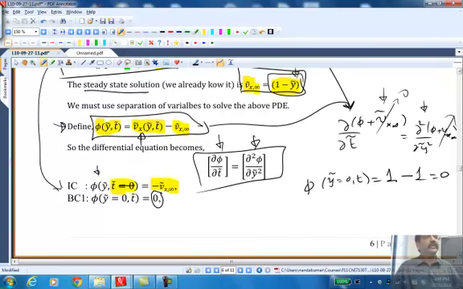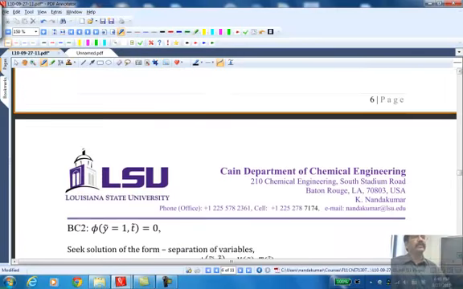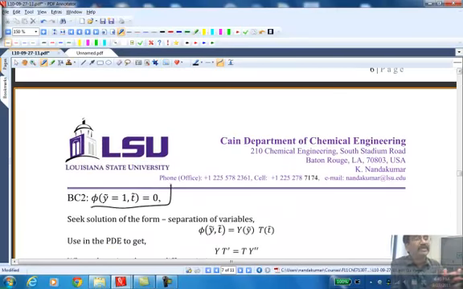And similarly for the second one, at y equal to d, you will also get the boundary condition equal to 0. So the boundary condition for the new transformed variable phi is 0 at the bottom boundary, 0 at the top boundary. Okay? But its initial condition is minus v infinity, the velocity at the steady state.